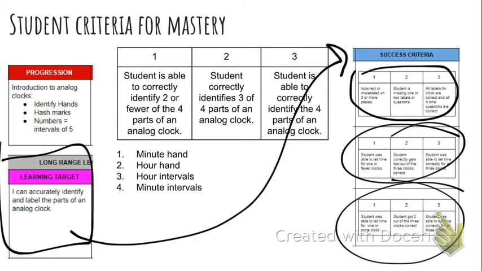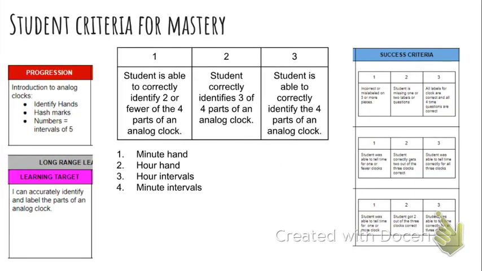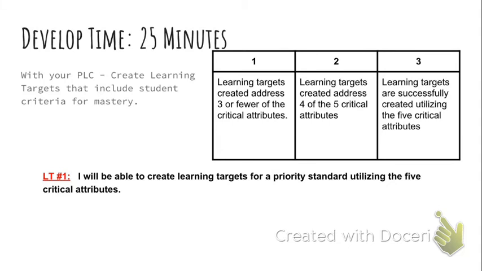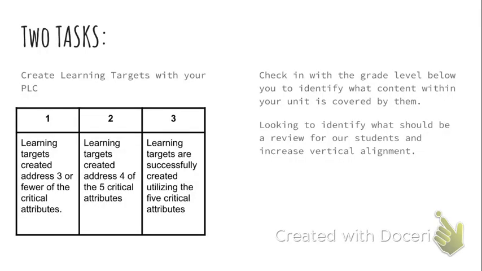Later on, we're going to get into an exemplar, which will really help with additional critical attributes, but for now we're focusing on that learning target. Remember, we had 5 critical attributes, okay? So we want to make sure we have those 5 critical attributes when we're working within our plans. Remember, this is where you're working, okay? And this is your develop time, okay? So, really, if you want to look right here, we have our rubric for success. Our learning target was that you will be able to create learning targets for a priority standard utilizing the 5 critical attributes, okay? And there we are, okay?